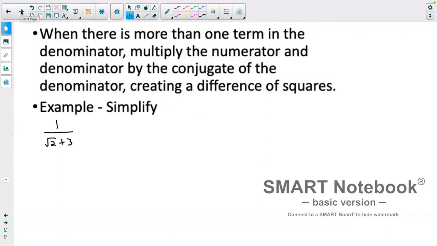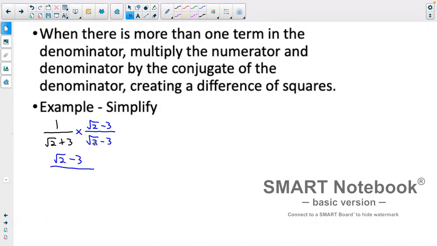So we'll do this one first. So 1 over root 2 plus 3. The conjugate of root 2 plus 3 would be root 2 minus 3. So we multiply the top and bottom by that. So 1 times this isn't going to change much. It's going to be root 2 minus 3. For a denominator, we're going to have to FOIL it out.